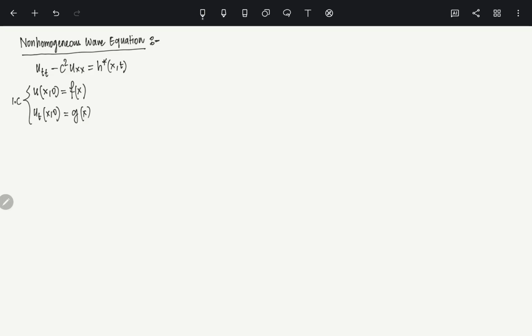So here also we are just assuming that the problem is posed in (x, t) in R cross (0, infinity). This is the domain. The D'Alembert's part is, if you have a problem in the whole space R, time is always between 0 and infinity, so that's not the issue.